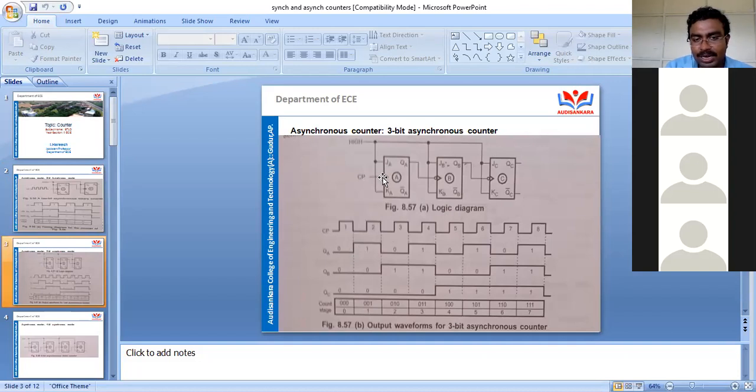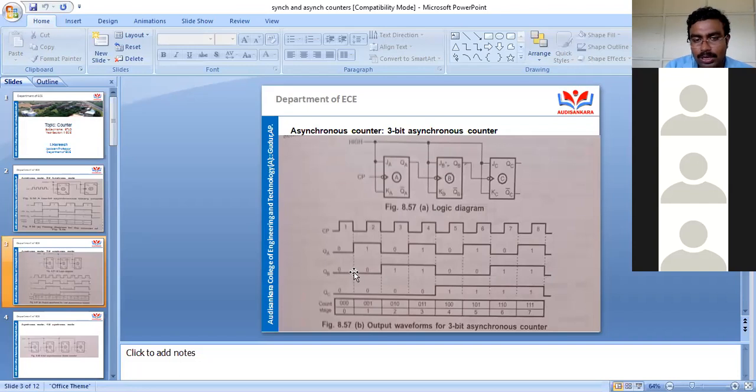Since I'm considering negative edge triggering here in all the flip-flops, at the negative edges, it will try to change its state by toggling. And now when I'm going for the second flip-flop QB, this QA is considered as a clock pulse. So at the negative edges of the QA, again QB will be changing its state by toggling its states.